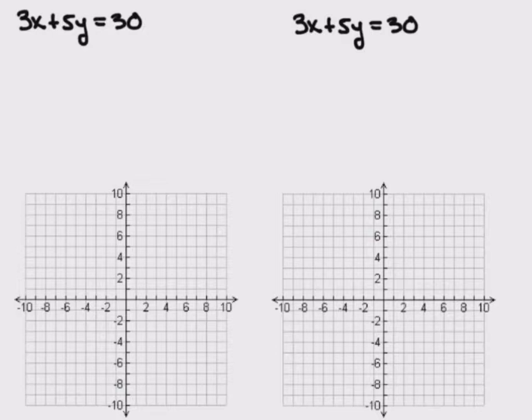Hey guys, and welcome to this video on some other ways to graph lines. So here we go. Alright, so let's start by graphing all of the solutions to 3x plus 5y equals 30.